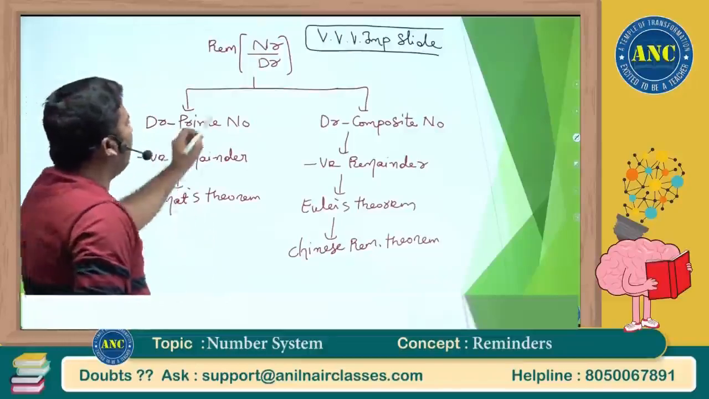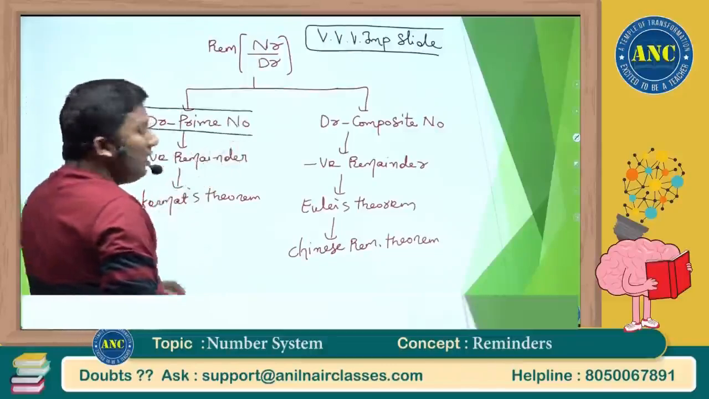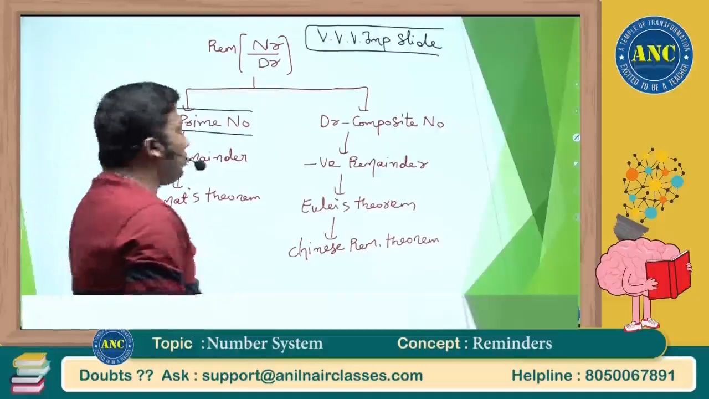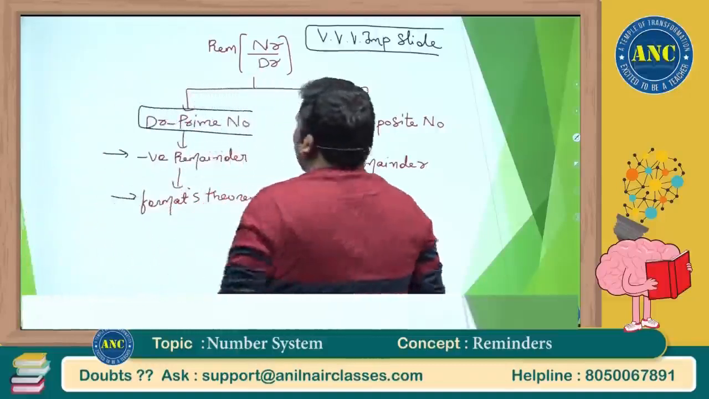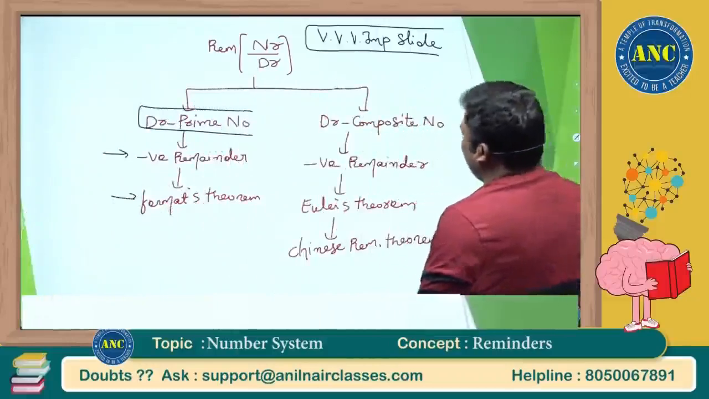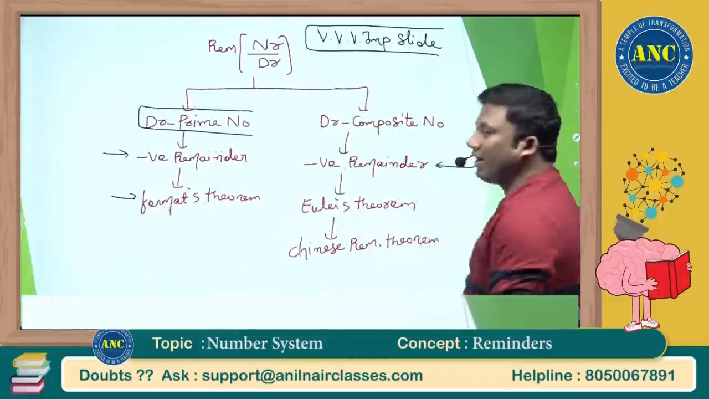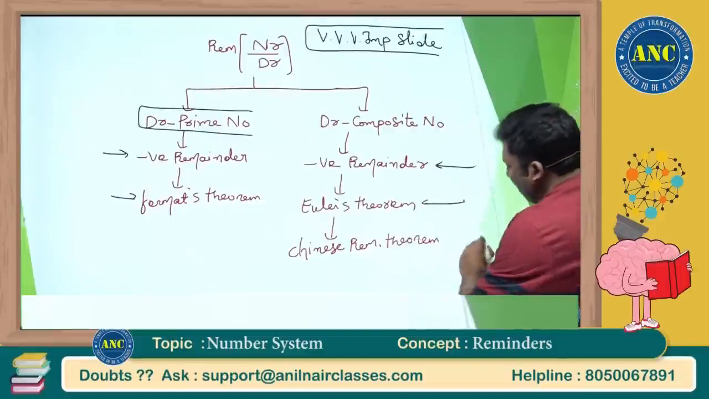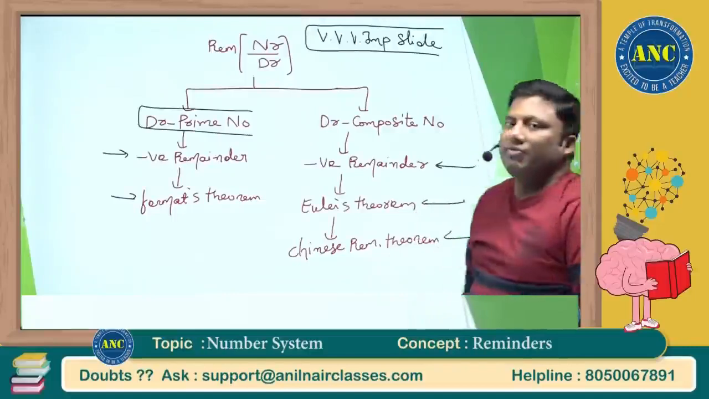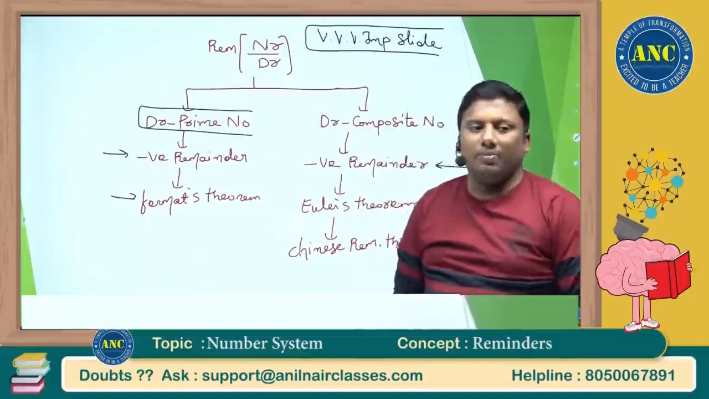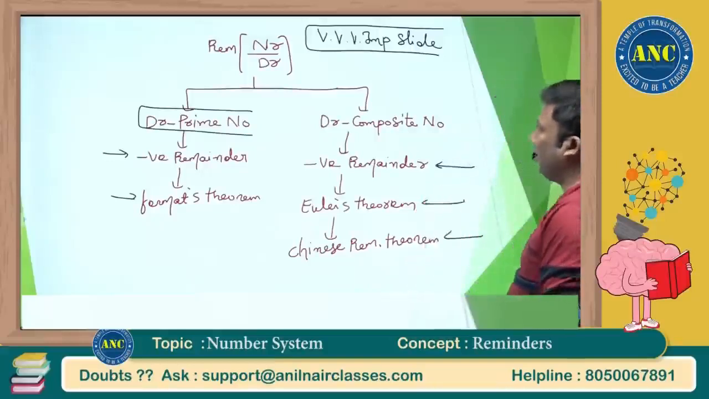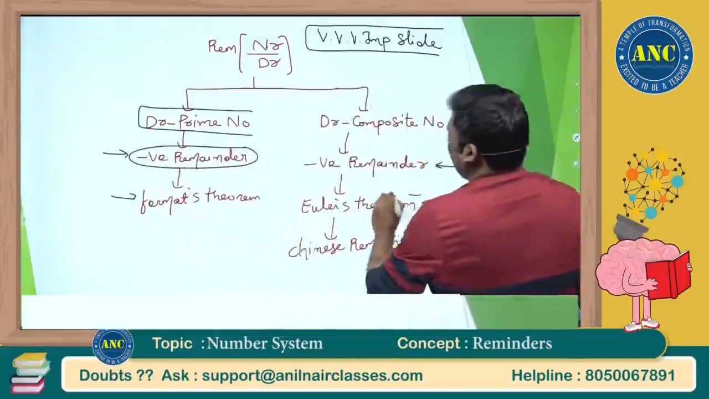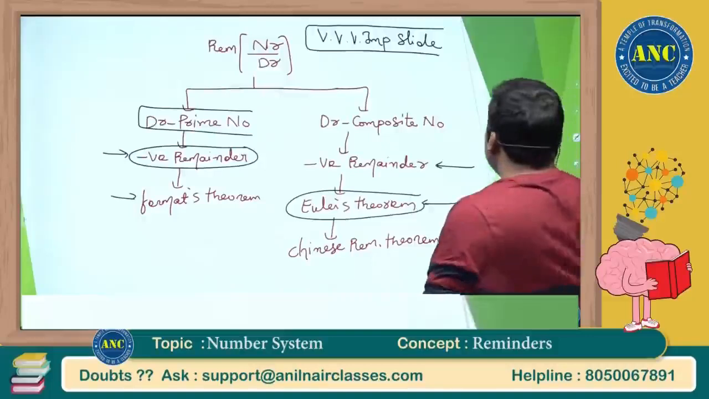If the denominator is a prime number, first I will check with the negative remainder. If it is taking more time to solve a question, then we will get into Fermat's theorem. If the denominator is composite, we will solve first by using negative remainder. If it is taking more time, then I will get into Euler's theorem. If it is also taking more time, then I will get into Chinese remainder theorem. Yesterday's class, we did this and we also did this. Now we will continue with the next.